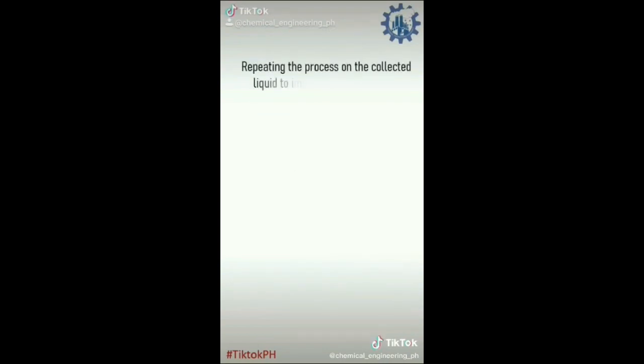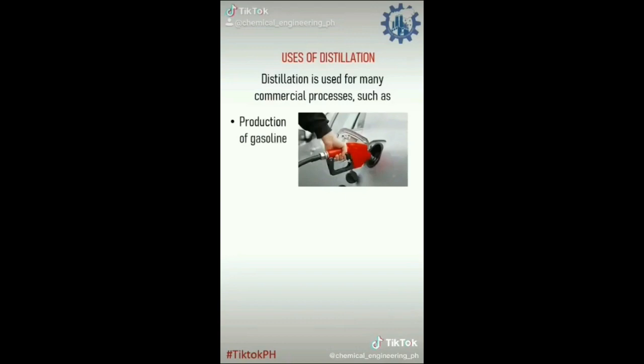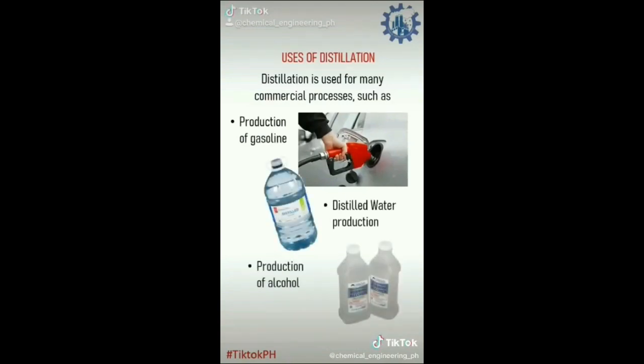Repeating the process on the collected liquid to improve the purity of the product is called double distillation. As you can see, we have a setup of distillation connected to another setup of distillation. Now let us talk about the uses of the distillation process. Distillation is used for many commercial processes, such as the production of gasoline, distilled water production, production of alcohol, and a lot more. There are different types of distillation process.